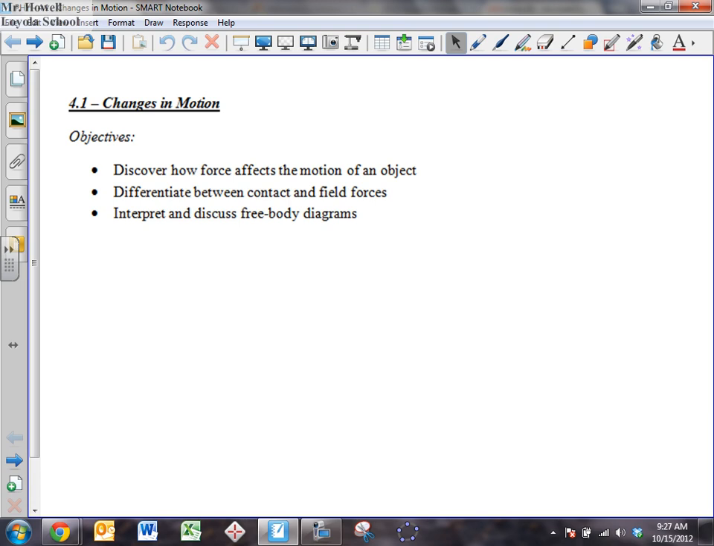So we're going to have three things we're going to look to do. First, discover how forces, so an applied force on an object, affects its motion. Two, discover the difference between a contact force and a field force. Okay, contact force and a field force. And the third thing is to interpret and discuss free body diagrams. Okay, we're going to do each of those things today. So again, we're in section 4.1. It's called changes in motion. And we're going to do those three things.